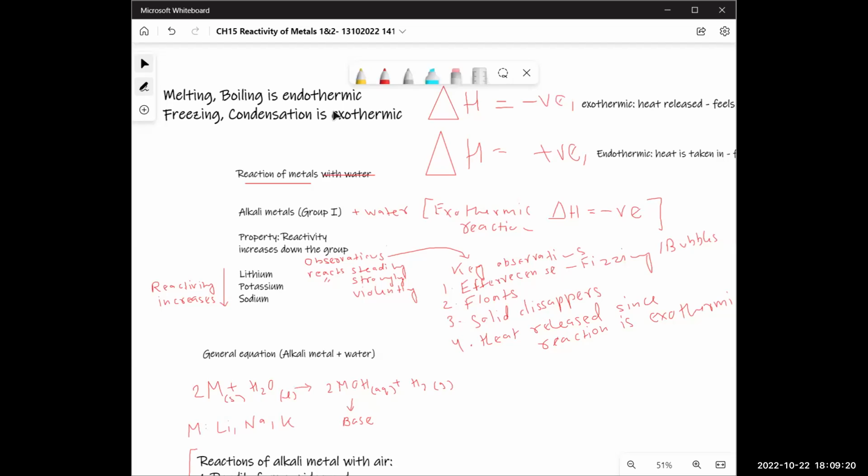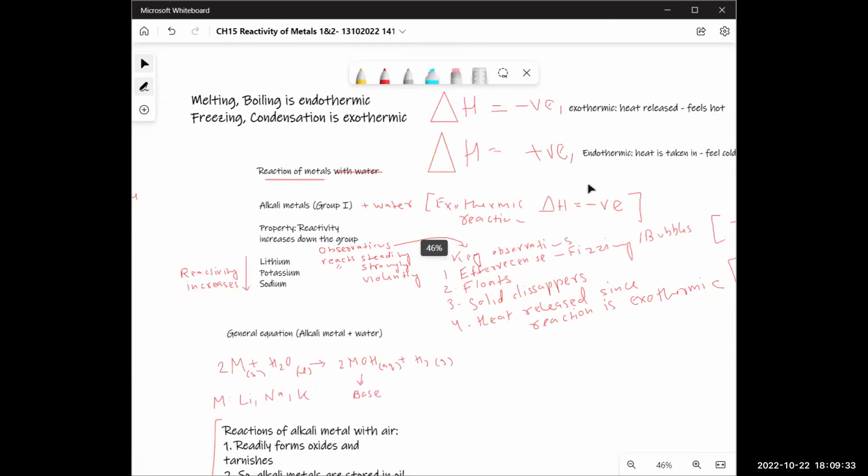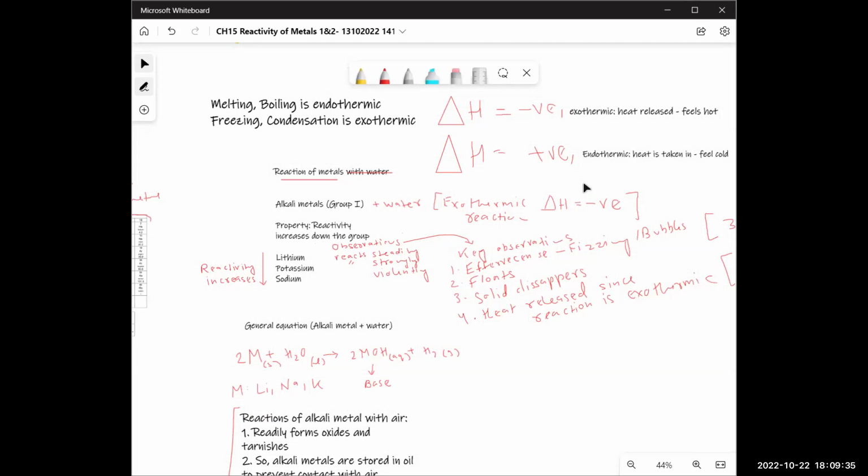All right. Boiling is endothermic because to boil water you have to provide heat. Boiling does not happen on its own, right? While freezing and condensation are exothermic, you don't have to give heat. So if there's any reaction where you need to give heat, that reaction will be endothermic, because if you don't heat it, it will not happen. But exothermic reactions happen on their own.